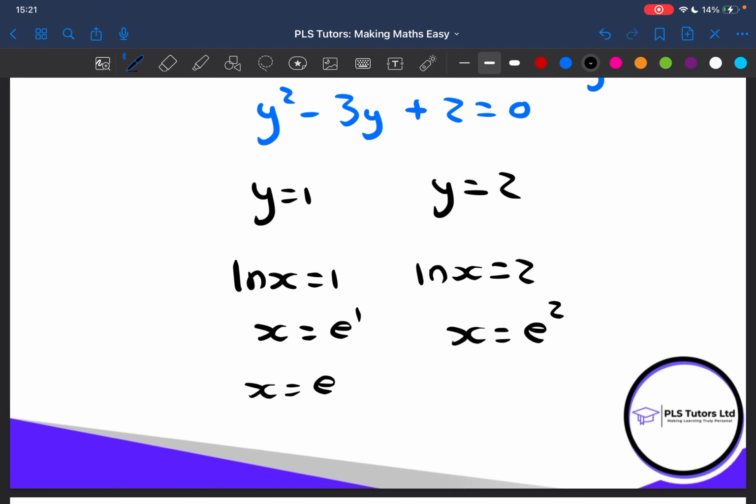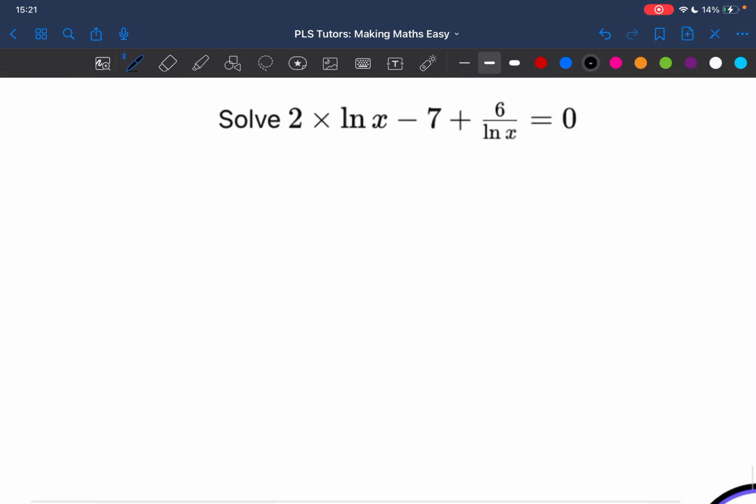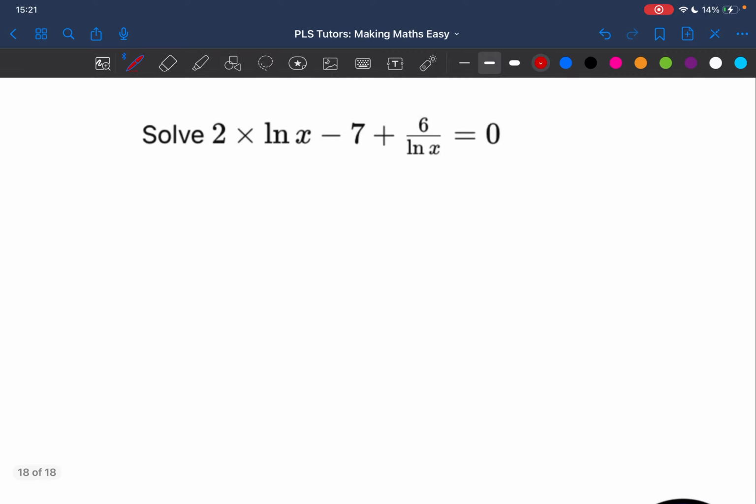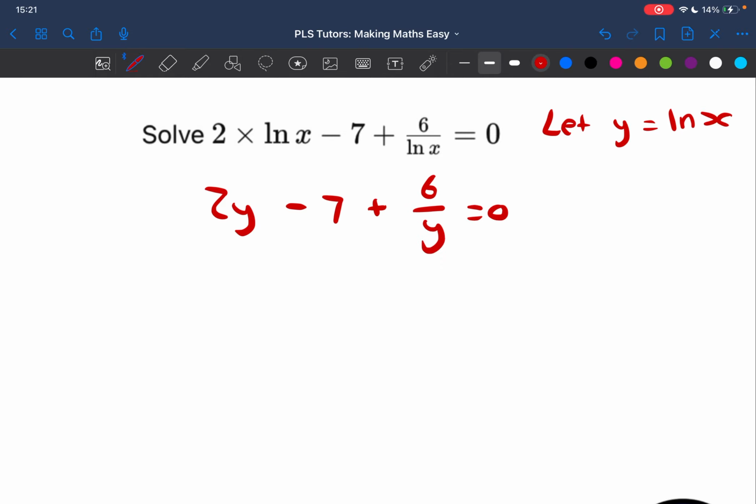Okay, final question. Pause the video now, have a go at this one. There is a little bit of a twist in it, but you should be okay if you've understood what we've done so far. So let's start off. Let's say let y equal ln of x, which means 2 times ln x becomes 2y, minus 7 plus 6 over y equals 0. Now the twist in this question is we have a fraction, we have an over y, which we don't really want. Because we don't want to divide by y, we're going to times the whole equation through by y.